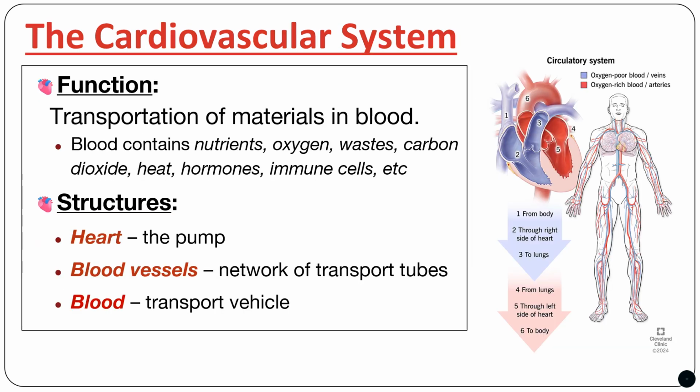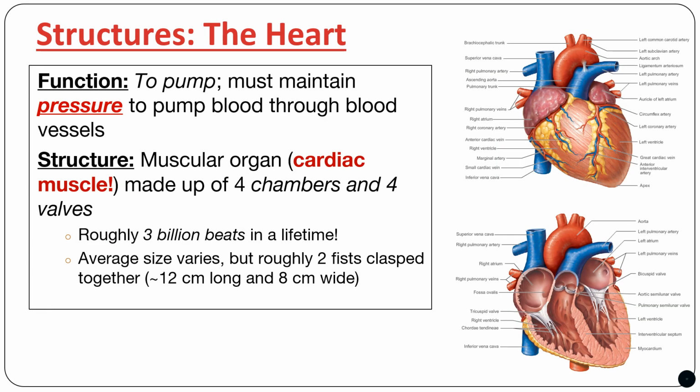So the function of the cardiovascular system is going to be to transport materials in blood. Blood's going to contain nutrients, oxygen, waste, carbon dioxide, heat, hormones, immune cells, etc. We talked a little bit about this in the blood lecture. The structures of the cardiovascular system are going to be the heart, the blood vessels, and the blood. And we already talked about the blood in our previous lecture. So let's talk about our structures a little bit.